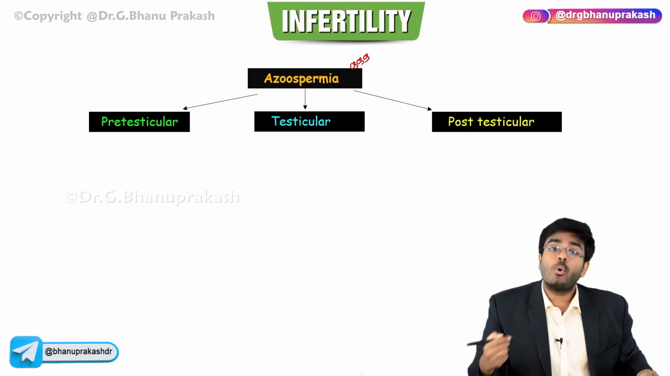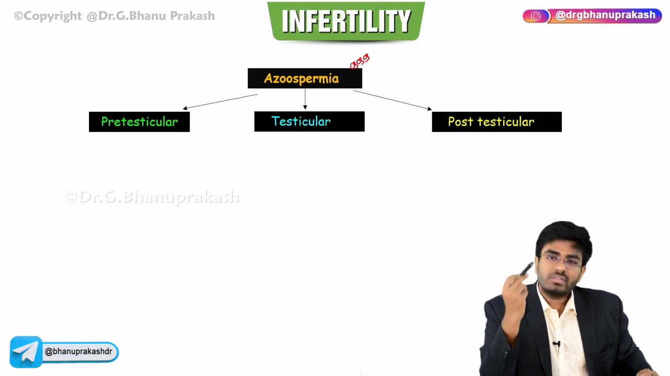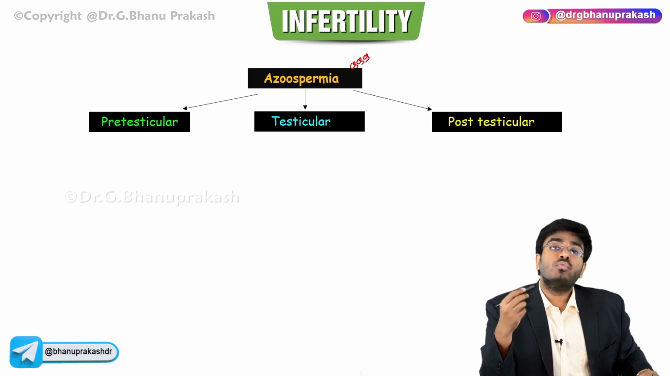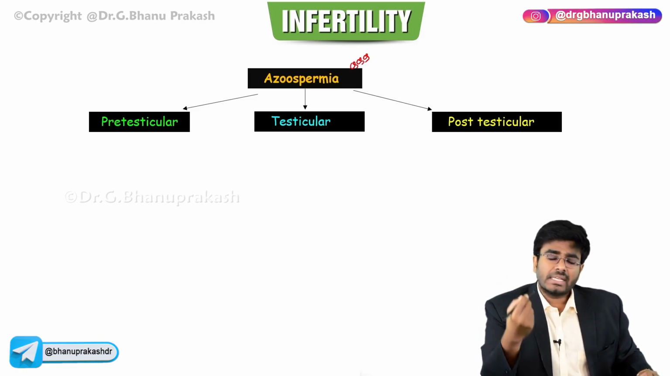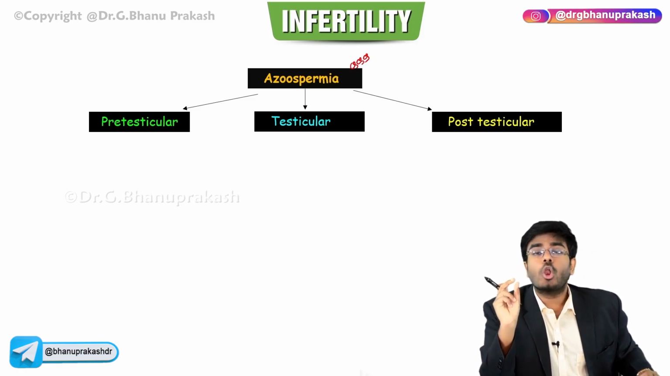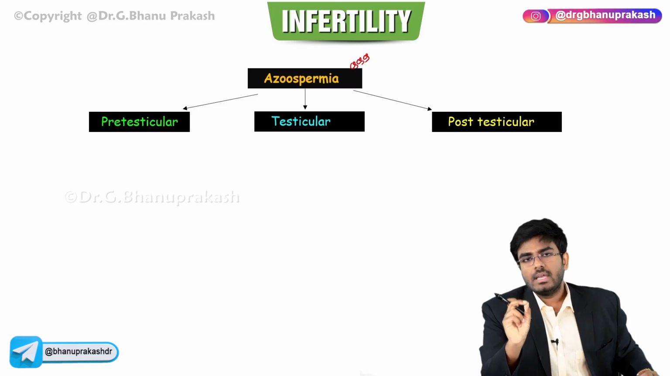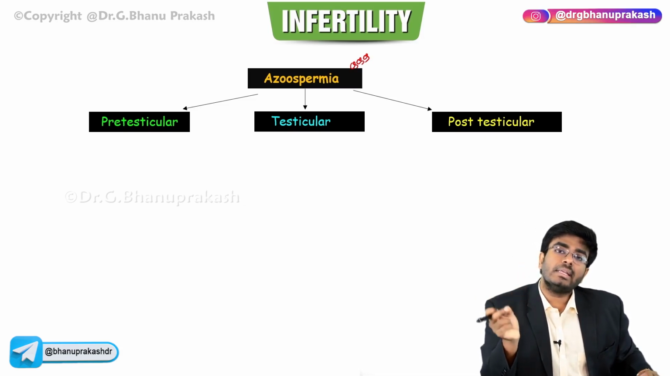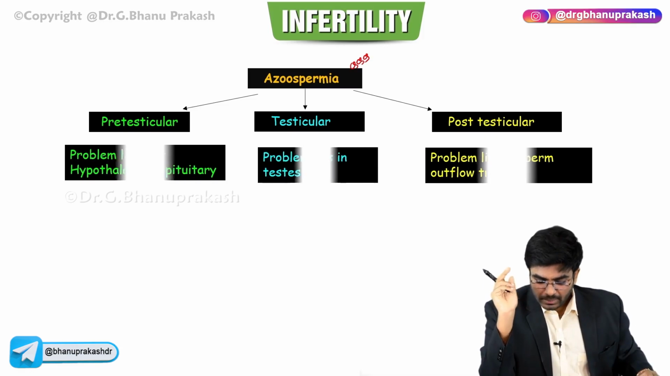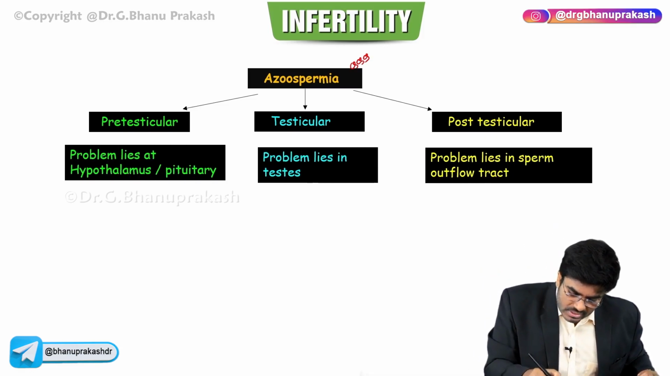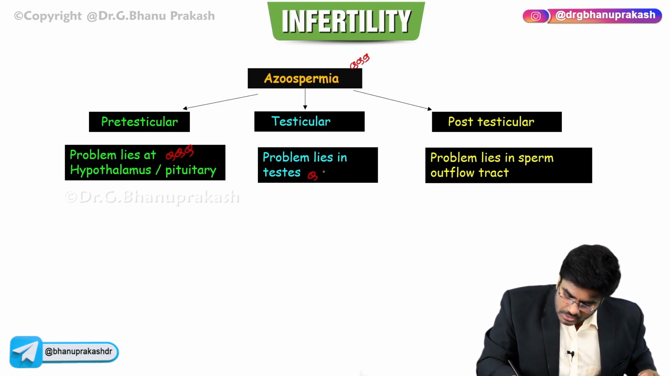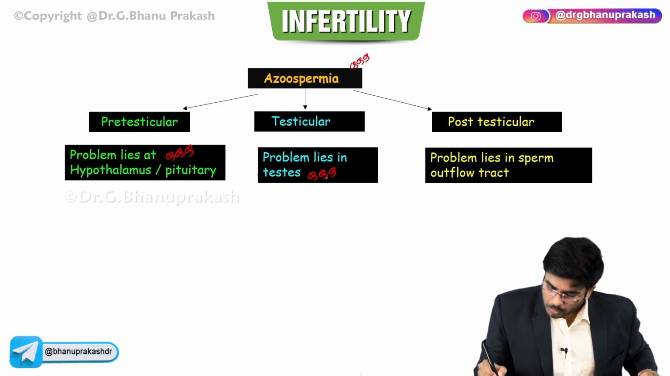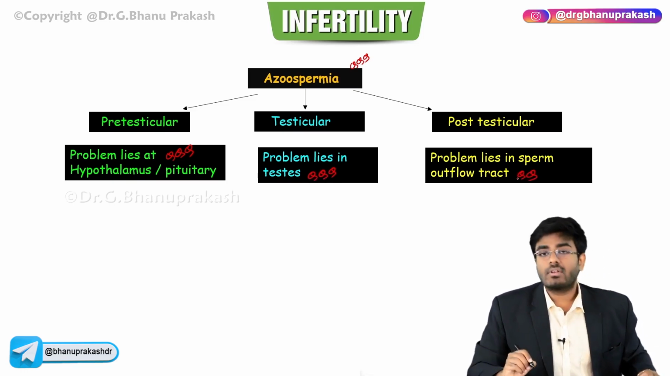Now, if I am talking about the post-testicular causes, central nervous system is absolutely alright, testis is absolutely alright, but in the outflow tract, the outflow pathway, vas deferens, ejaculatory duct, prostatic urethra, penile urethra, there might be some blockage in the sperm pathway, so that sperms are not entering into the semen. So these are the main important causes. In pre-testicular cause, the problem lies at hypothalamus or pituitary. In testicular causes, the cause lies at testis, and in post-testicular causes, the problem lies at the level of sperm pathway.